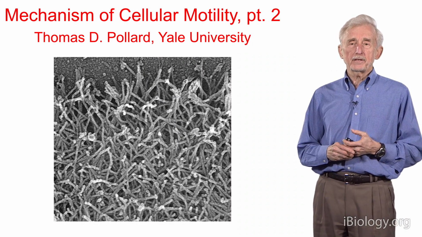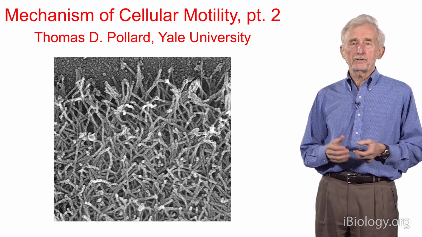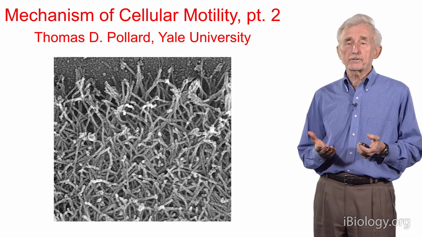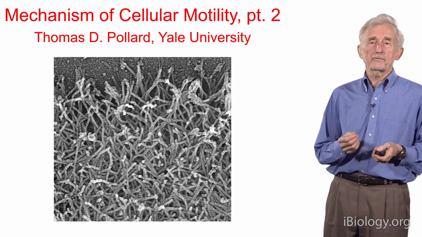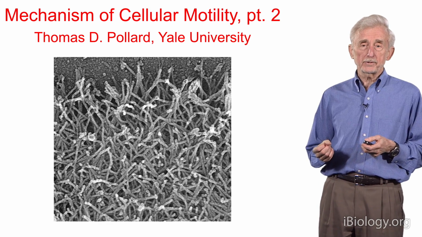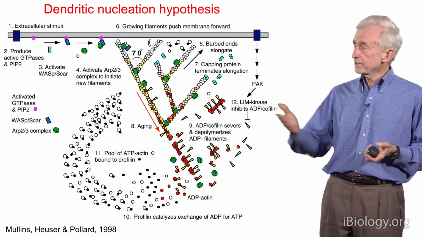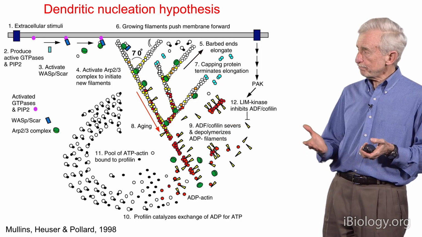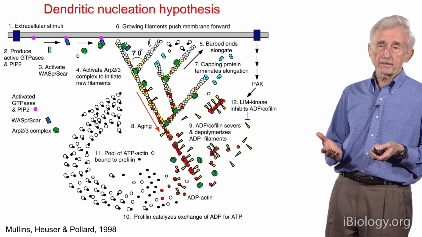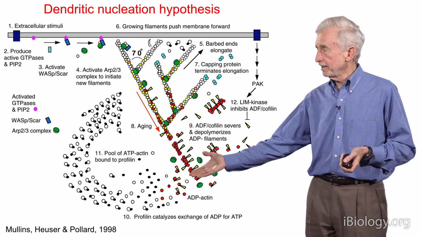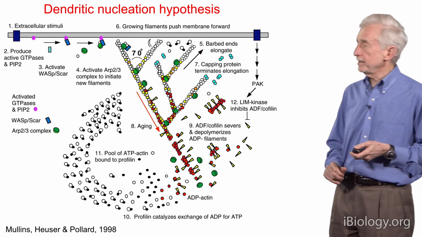I'm a professor at Yale University, and I'm giving a two-part talk about how actin polymerization produces force to allow cells to move, and also for other processes such as actin-mediated endocytosis. Here on this slide, you can see the dendritic nucleation hypothesis, which we put forward in the late 1990s, and were summarized in this beautiful diagram by Dyke Mullins in 1998.